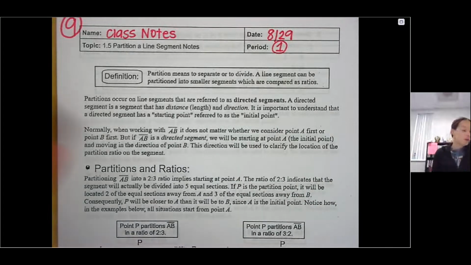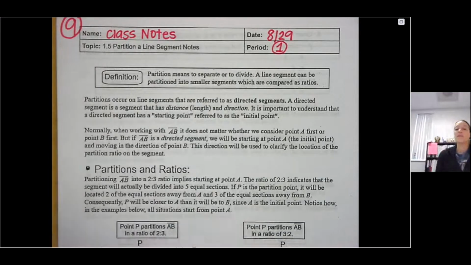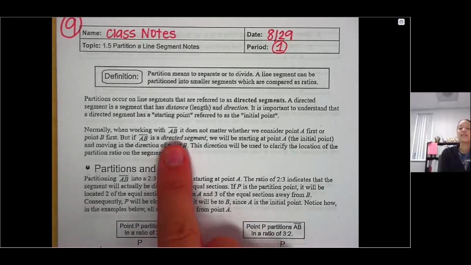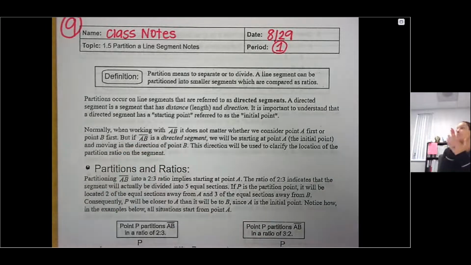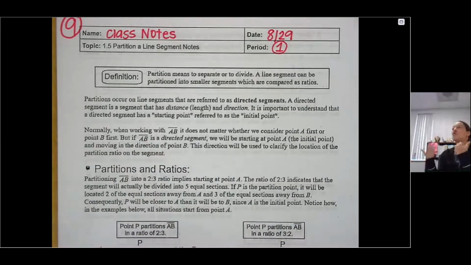Great. Normally when you're working with segment AB, it does not matter which one we start with. Remember last week we were talking about how to name a line segment. You could go backwards and forwards, line segment AB or BA. It didn't matter. Well, with a partition, a directed line segment means whichever one comes first when you're naming it is your starting point, your initial point, and the second letter is your ending point. So you do have to go in order based upon the direction given to you.